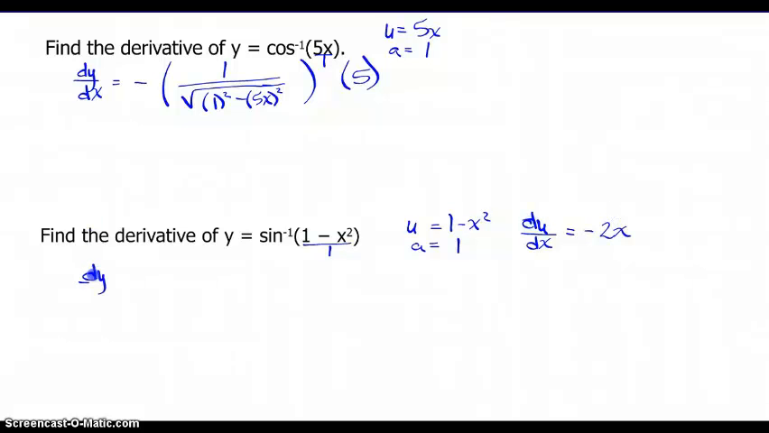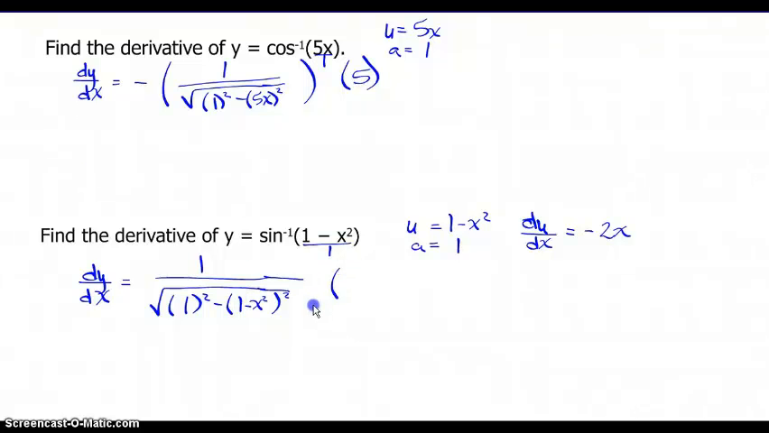So dy dx equals the derivative of the outside, which is this, right? Here is a, here is u, times the whole thing times, not just in the denominator, but the whole thing times the derivative of what's inside. So we could clean this up. You don't have to, but understand that it would look like 1 minus the quantity 1 minus x squared squared.